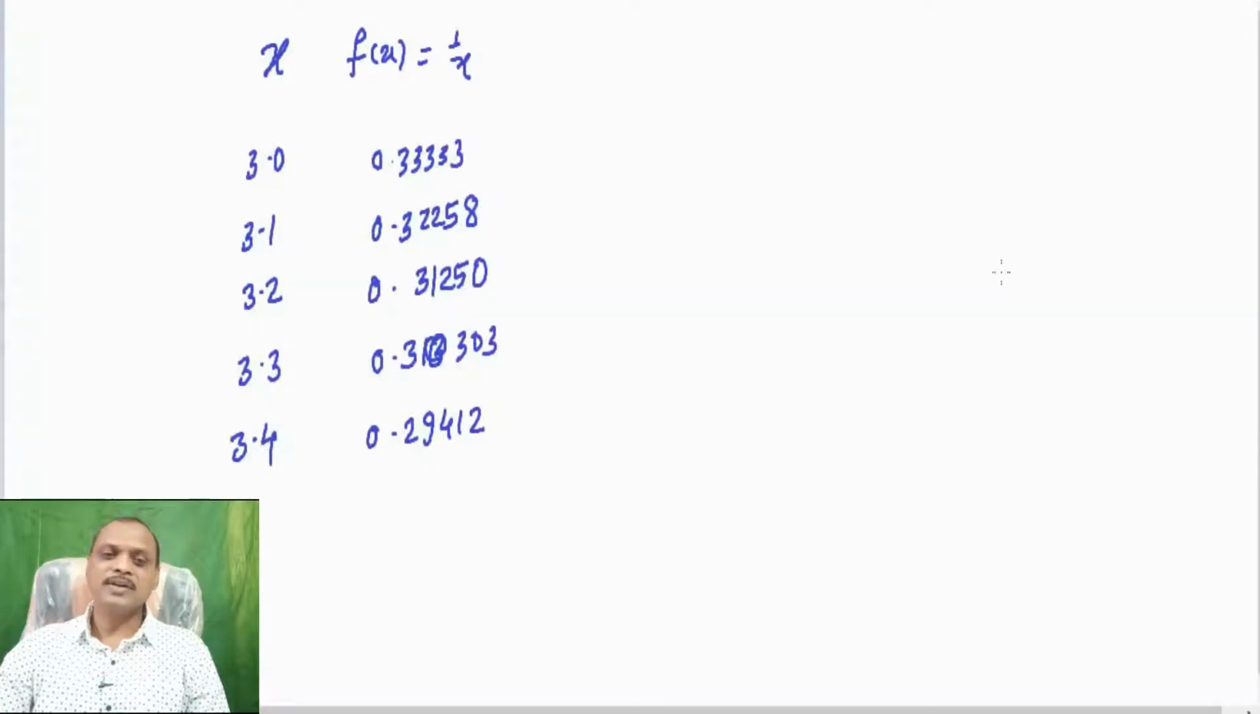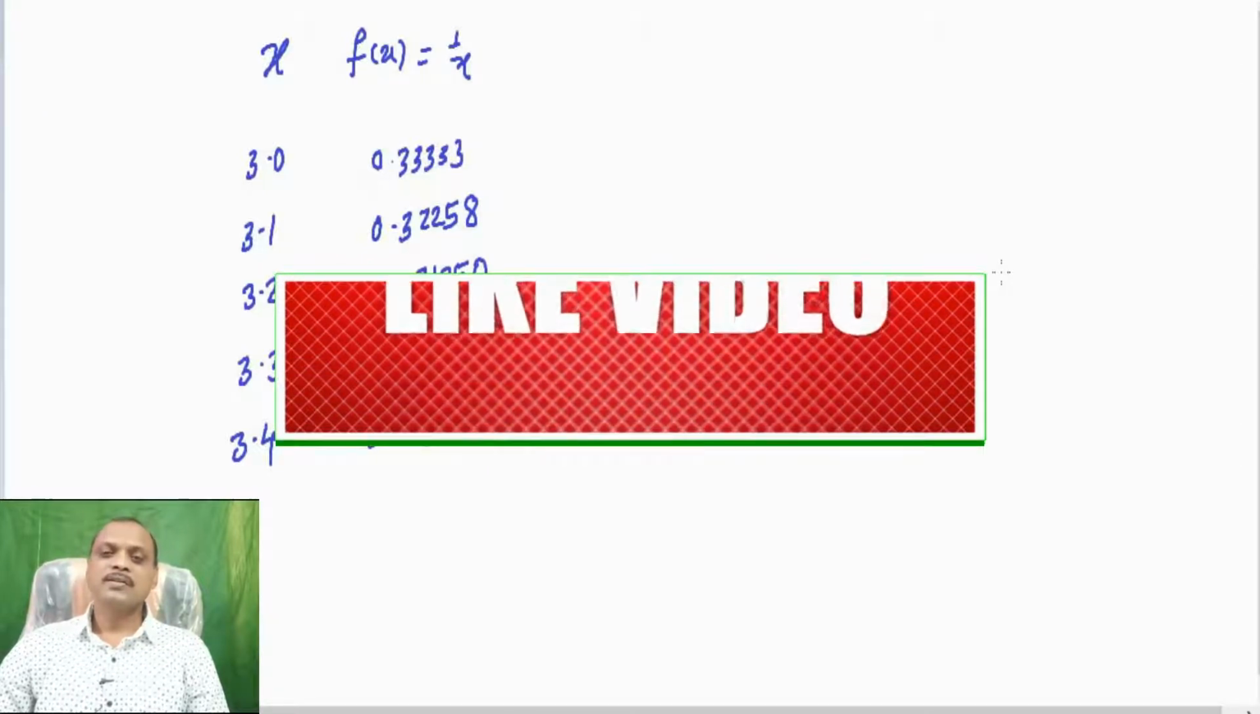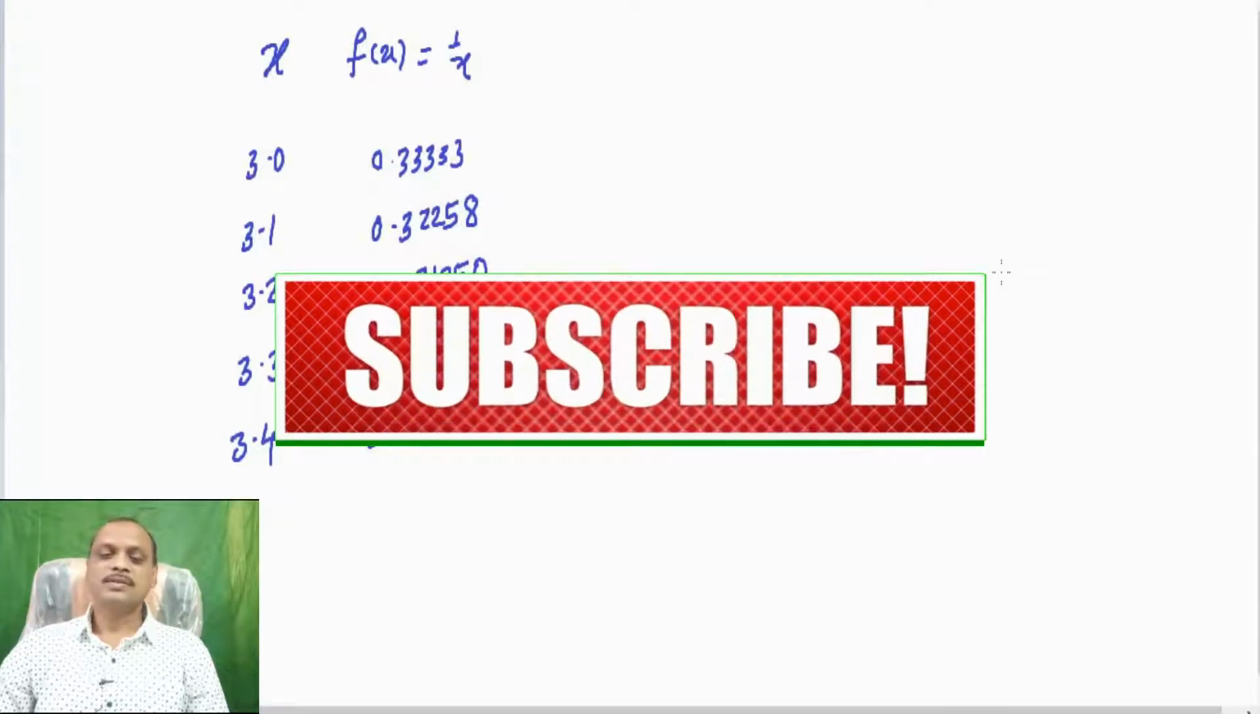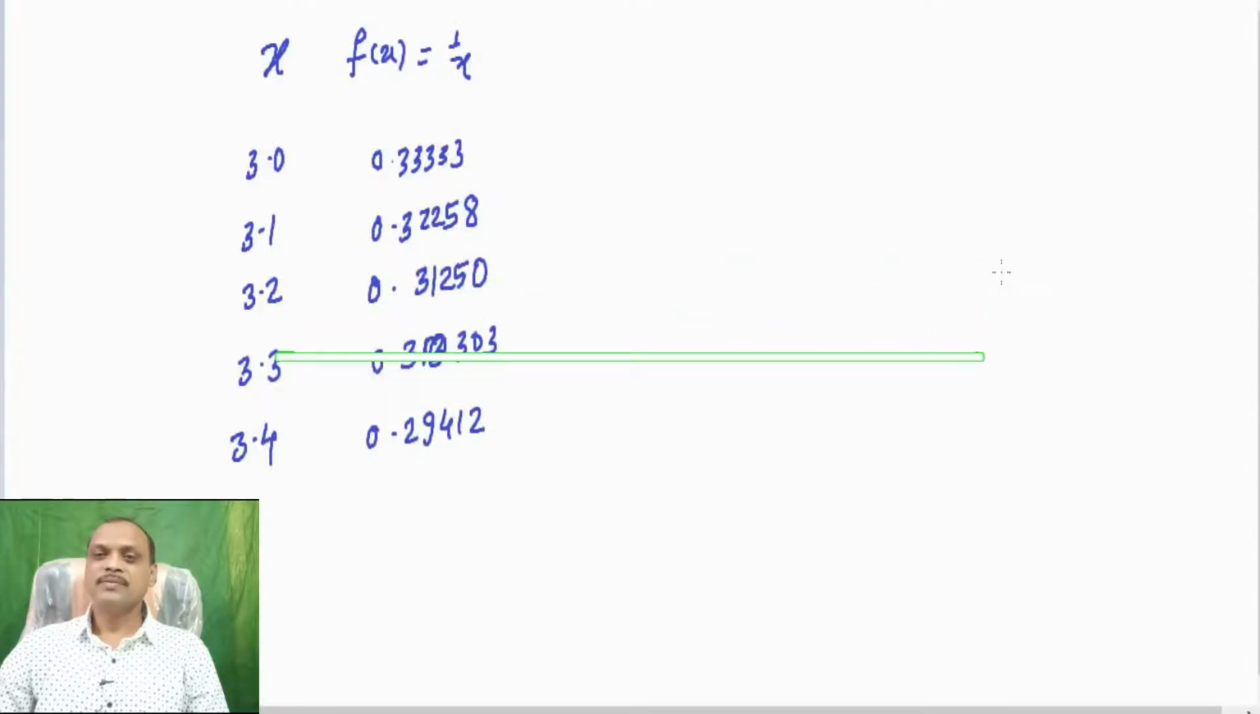Hello friends, in this video we see how to construct a difference table. Friends, we know that the first finite differences are the differences of the argument, the difference of the two consecutive values of entry. Now here I have written some values of x, that is the argument, where the difference h is 0.1, and values of the function f of x equal to 1 by x.